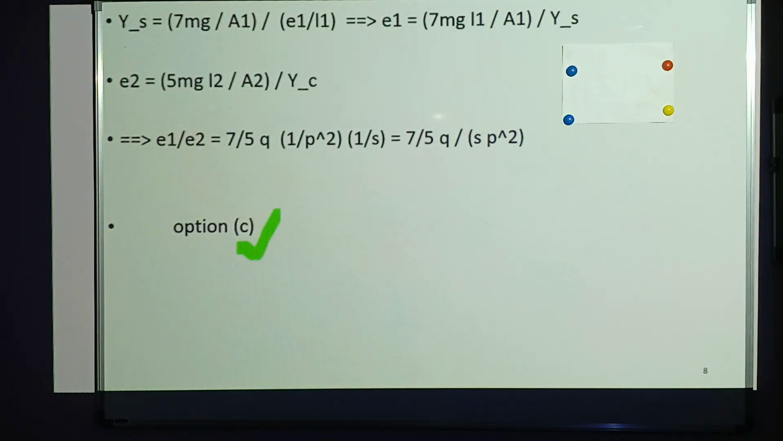This one I explain here. Young's modulus of steel is force by area, and then by strain, which is the change in the length by the original length. From this I get the elongation for the first one, that is steel, 7 mg L1 by A1 Y_S. So from this I can write E2 as, instead of 7 mg, it will be 5 mg L2 by A2 Y_C. So taking this ratio E1 by E2, I can get the answer as option C. Let's move to the next question.